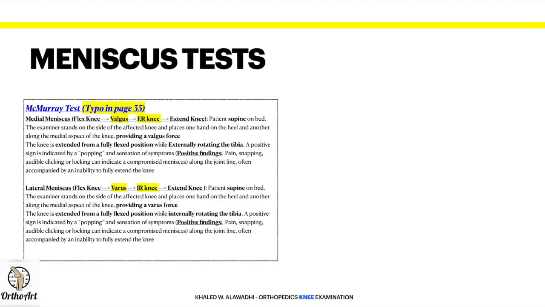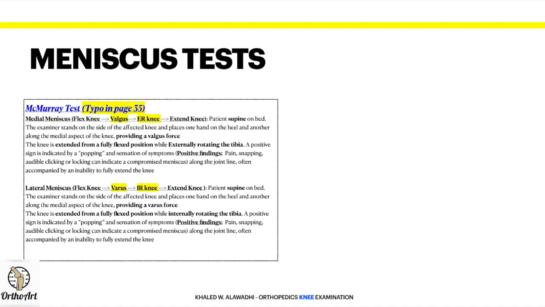Now for the meniscus test, we do a test called the McMurray test. There's a typo on page 35 of the examination booklet of Kuwait University, so make sure to check it out. In the McMurray test, always remember, I want you to remember this from now on. For the medial meniscus: flex the knee, valgus force, external rotate, extend. That's it. Lateral meniscus: flex the knee, varus force, internal rotate the knee, extend the knee. You have to make sure of that.